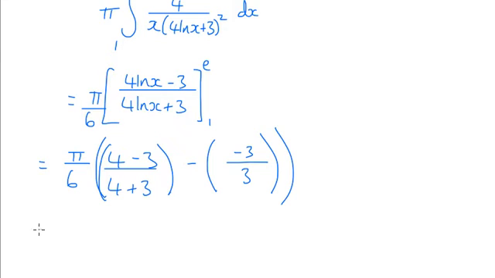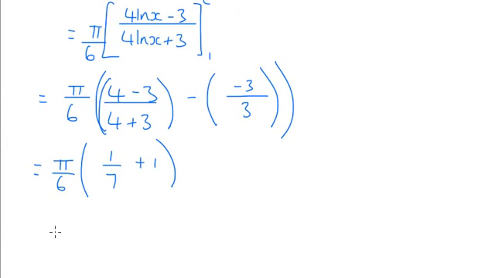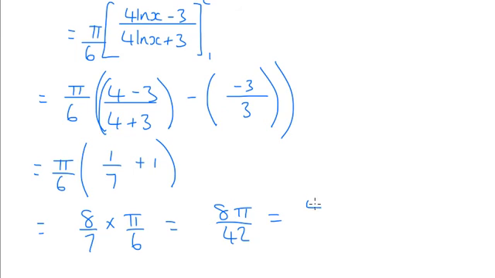And that's all being times by pi over 6. So again, I'm going to keep pi over 6 on the outside. Here we've got 1 over 7, take away negative 1, so that's plus 1. So that is 8/7 times pi over 6, which is 8 pi over 42, which simplifies slightly to 4 pi over 21.